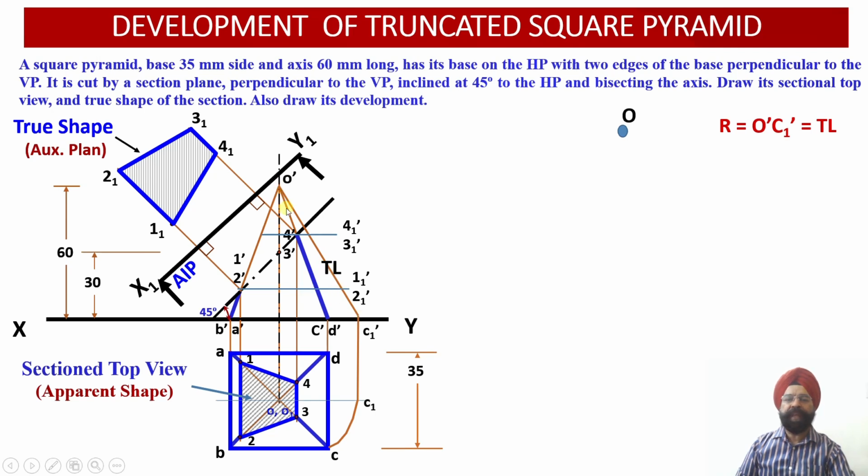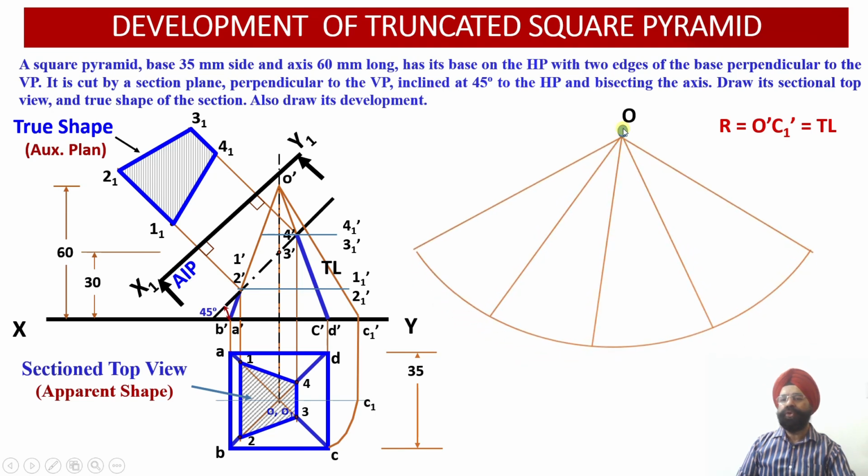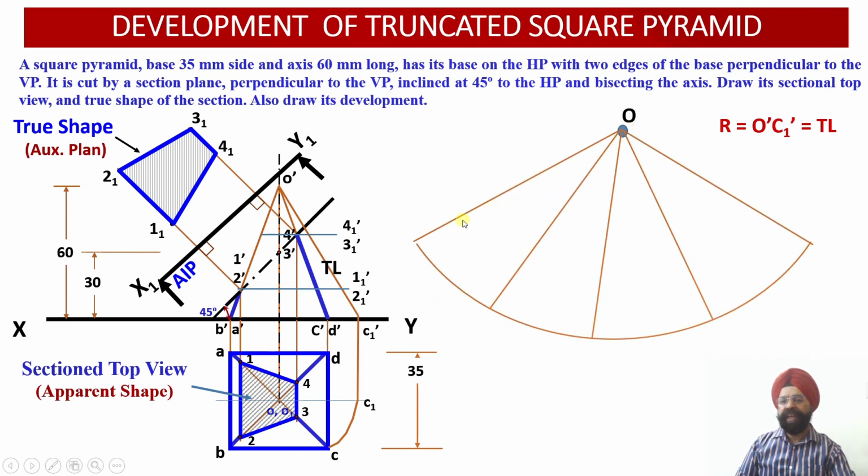I am not using, please see, I have ignored this apparent length, radial distance over here, because this is not to be drawn. I have to use the true length distances. So I have evaluated the true length distance O dash C1 dash, and this distance I have to mark using the radius over there. So here I have drawn the radius, and then I have to mark 4 sectors over here. Every sector will be having the same edge length, which will be equal to 35 millimeter.